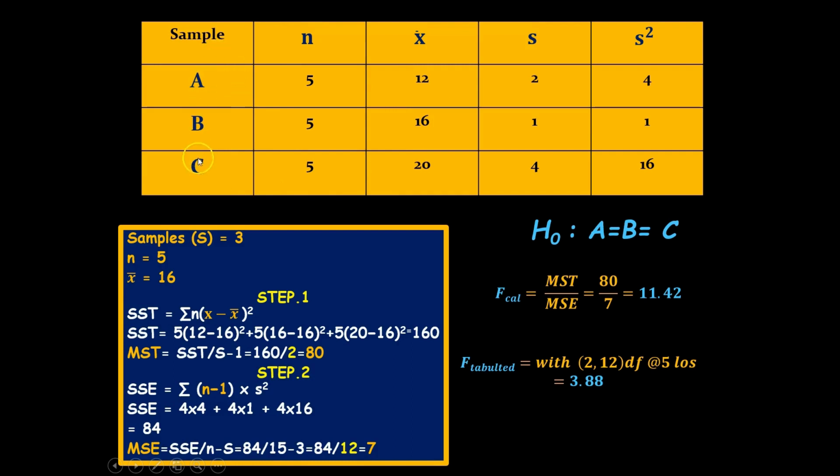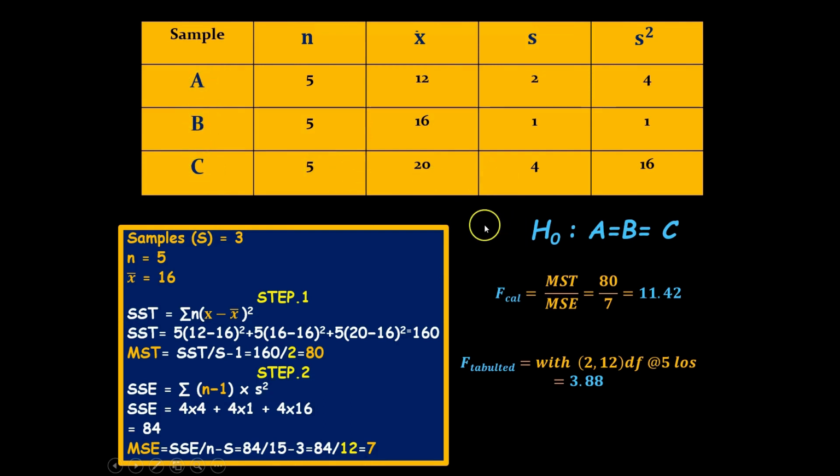For example, if we have three samples with their respective sample size and their values or average, and we have respective sample standard deviation with variances. So we have three samples here, and we want to seek whether there exists a significant difference among these three samples.